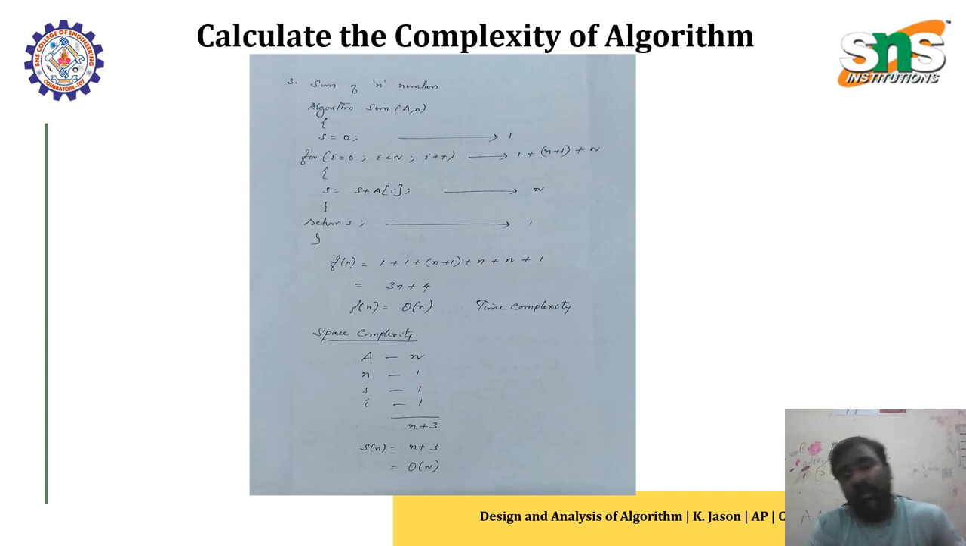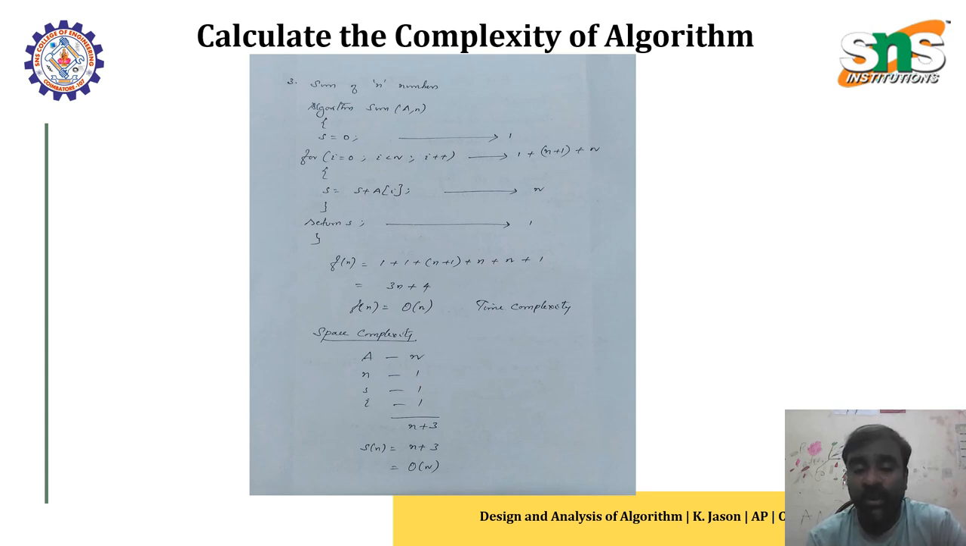Order of n. For the same program, now you have to find the space complexity. Go to the algorithm, sum of A of n. A is the array of n values, and n is the size of the array. One time execution, yes, the assignment operator. So here we are using one variable, 1.